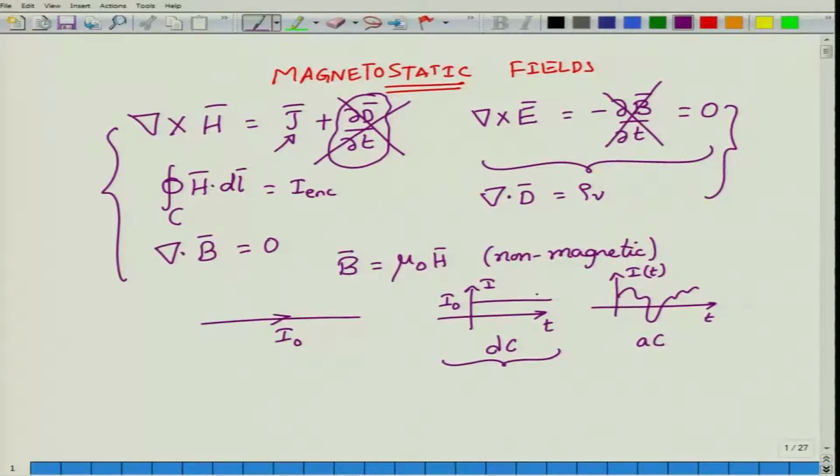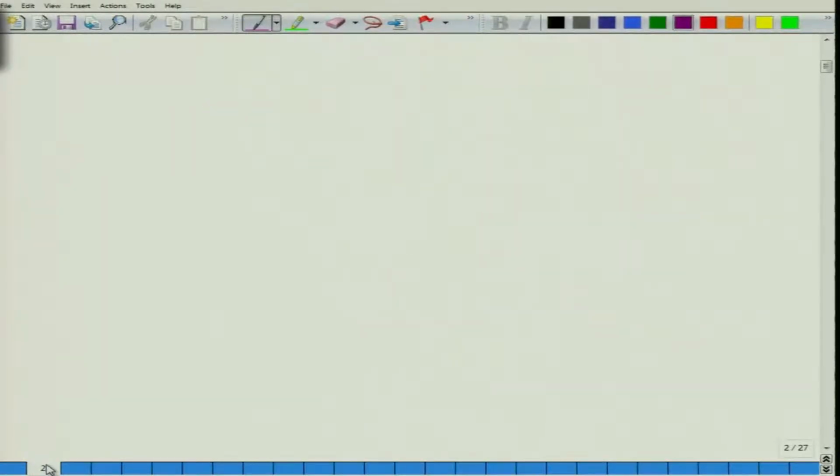Anyway, we consider that the current distribution is known, and from this current distribution we want to find the magnetic field H and sometimes also find the magnetic flux density B. In addition to this Ampere law, there is another law which is called the Biot-Savart Law, which was discovered almost simultaneously as Ampere's law, and this Biot-Savart law is also sometimes useful.